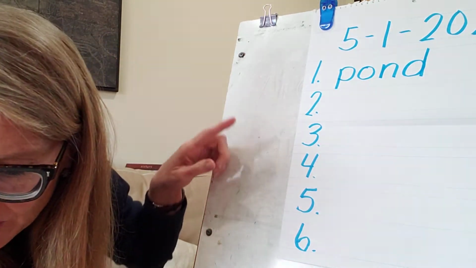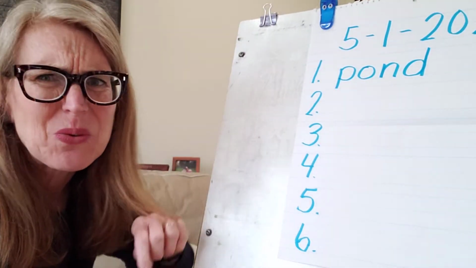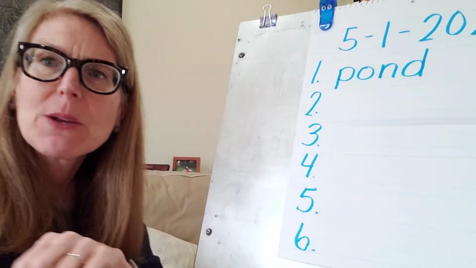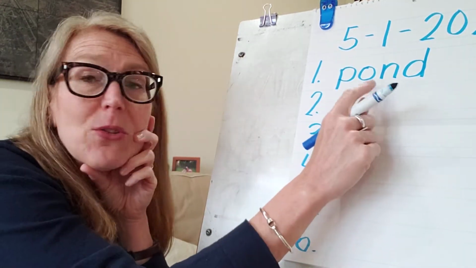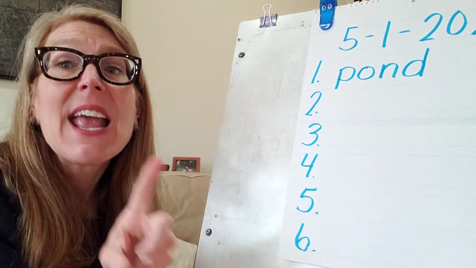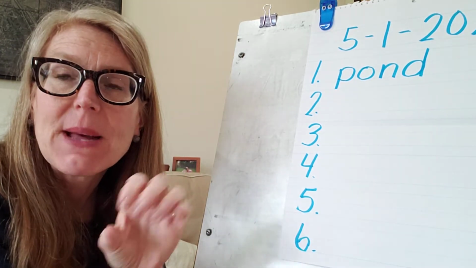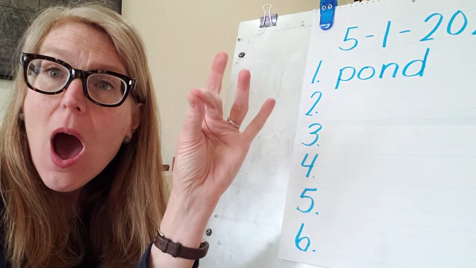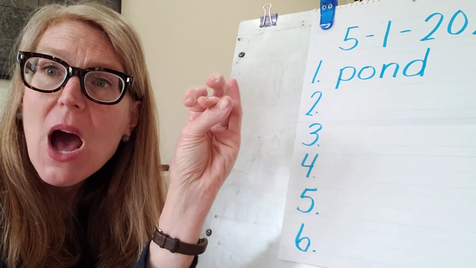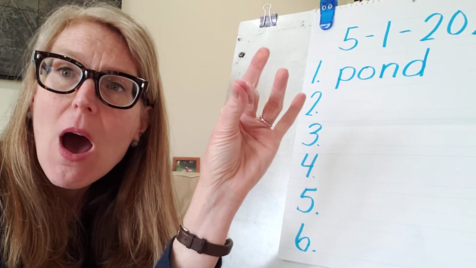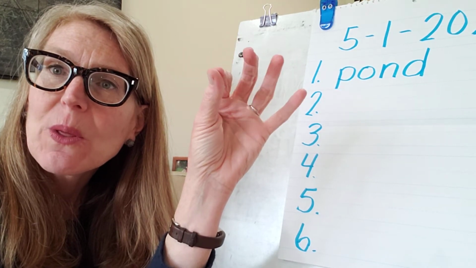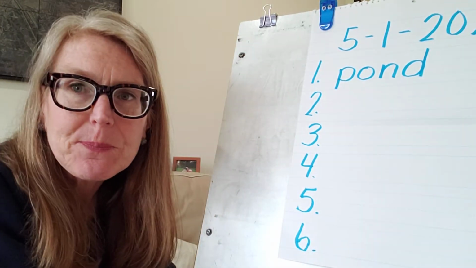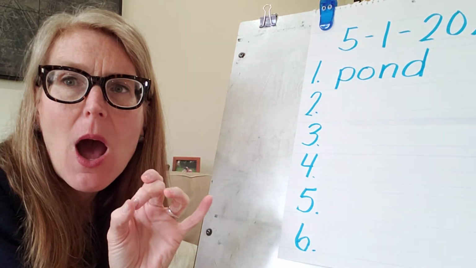Now put your finger on number 2. We've done this before at school, so I think you can do this. My word is mom. Mom. And remember, we're using all lowercase letters and your neatest writing. Mom. M-o-m. Mom. Write the letters that go with those sounds, okay?